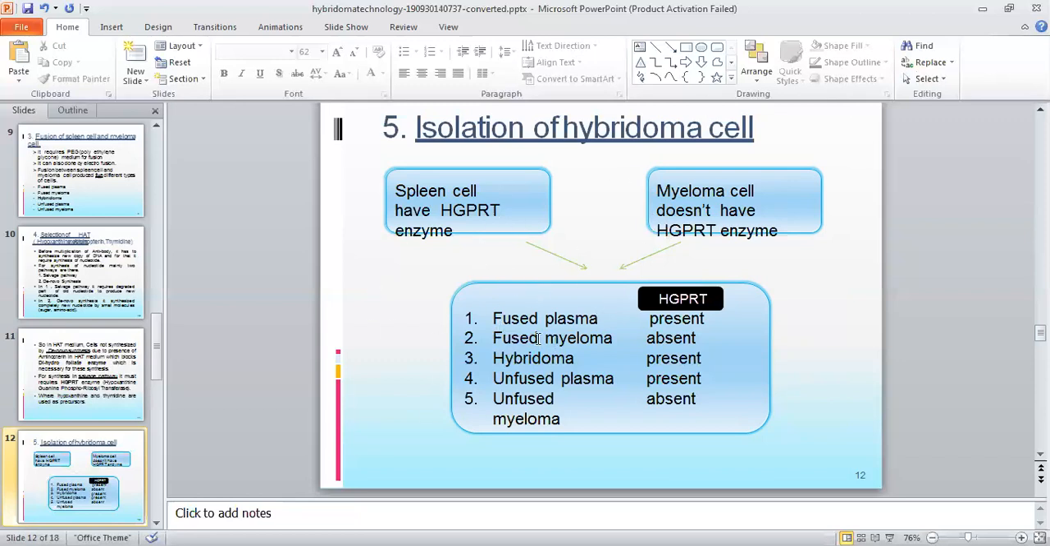fused plasma, this fused plasma. The plasma cell contains HGPRT enzyme. The fused plasma also contains HGPRT enzyme. Fused myeloma cell, because the myeloma cell does not have this HGPRT enzyme. They have dihydrofolate enzymes. That means HGPRT enzyme absent. Hybridoma cell, because the hybridoma cell is the fusion between the spleen, the plasma, and the myeloma cell, they contain this HGPRT enzyme as well as dihydrofolate enzyme. Unfused plasma cell, they also contain this HGPRT enzyme. Unfused myeloma cell, they do not contain HGPRT enzyme.